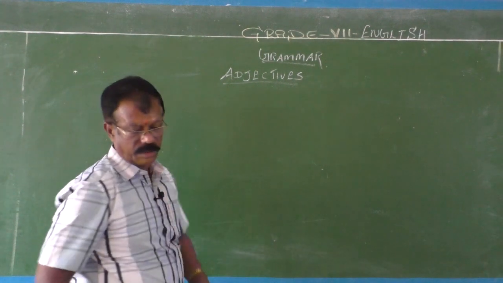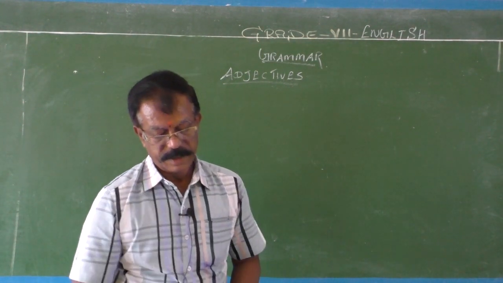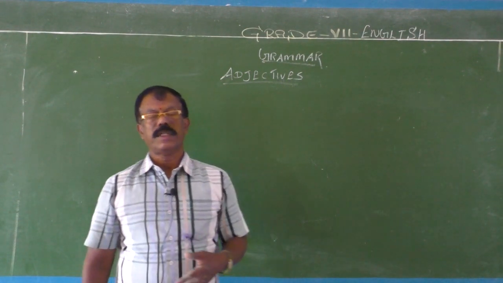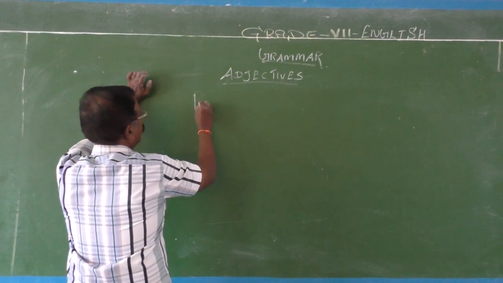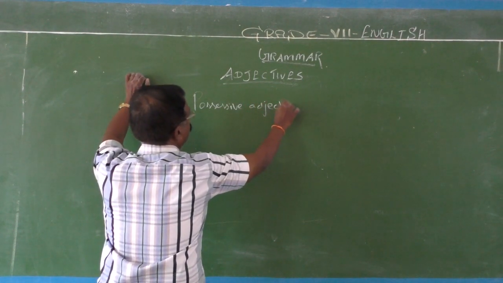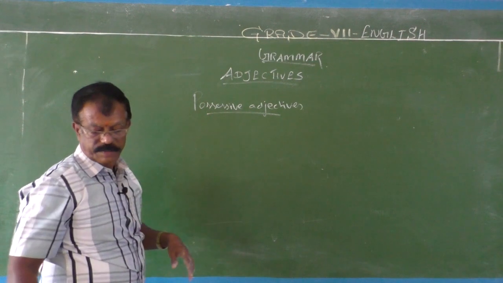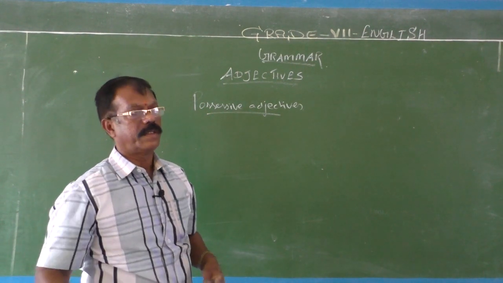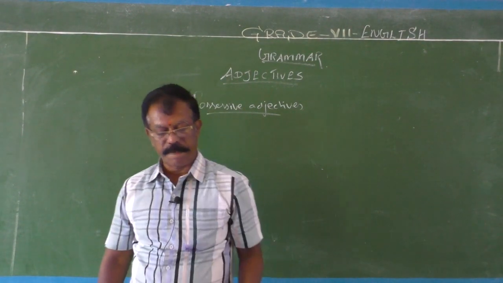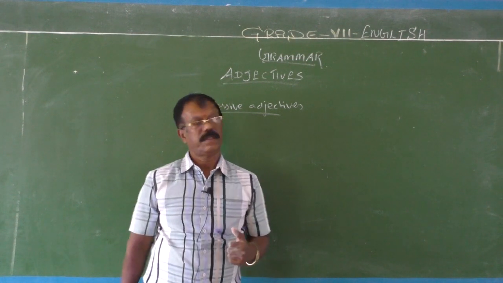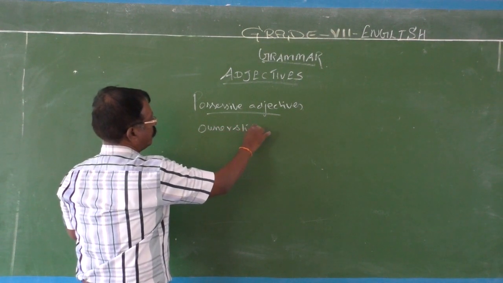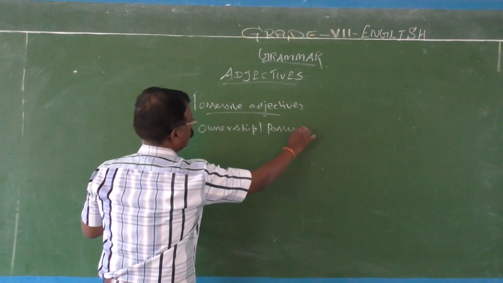possessive adjectives. Adjectives which help us to show ownership or possession are called possessive adjectives. They help us to show the ownership or the possession.